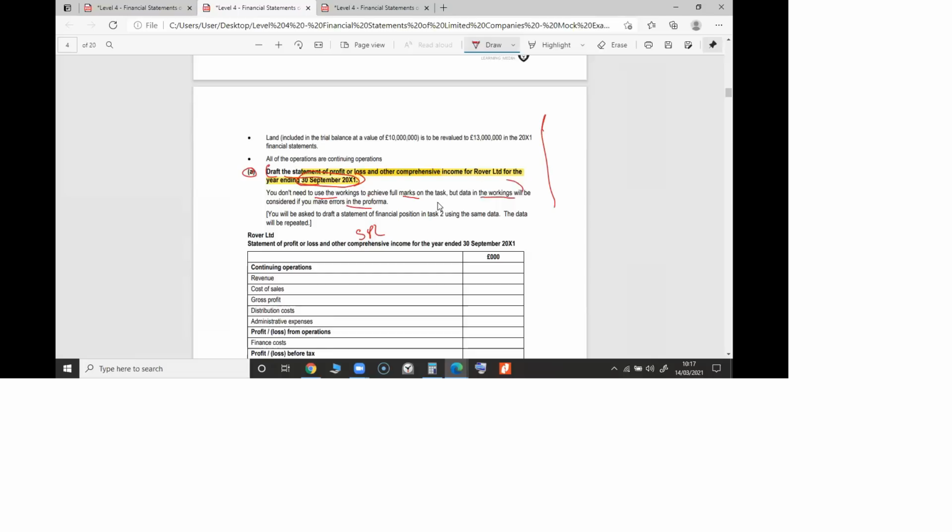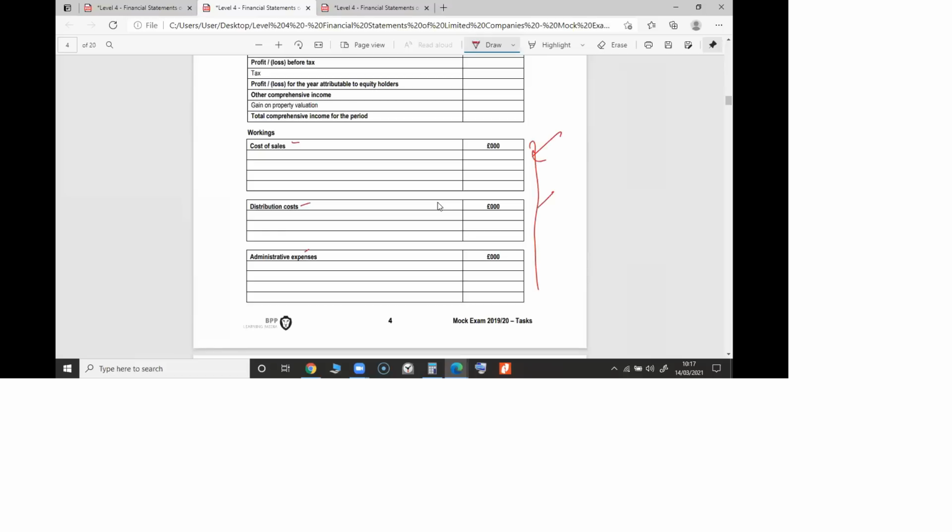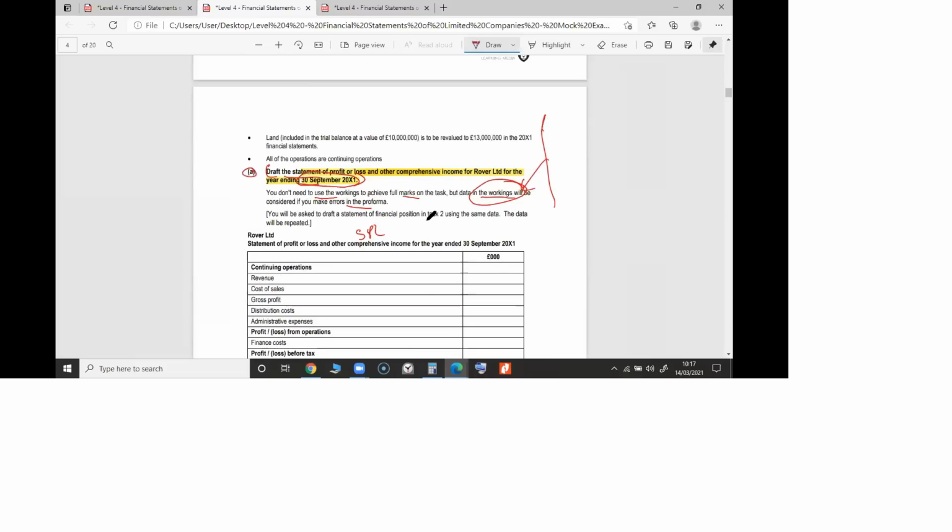In short, workings are very important. We must show our workings in the working boxes. All right, we're going to do that anyway. Even if we need extra workings, we're going to do them in our pen and paper. You'll be asked to draft a statement of financial position in task 2 using the same data. Oh, that's so good then. They are telling us SOFP we will have to do in task number 2, with the same data and information. That's really good.